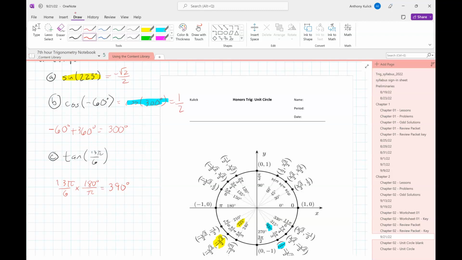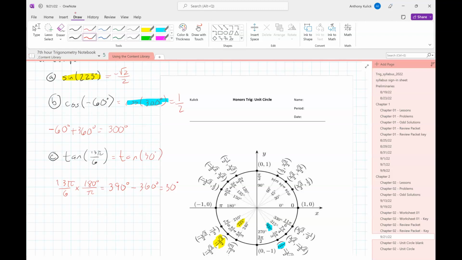390. Well, that's bigger than anything on my unit circle, Mr. Kulik. Yeah, but is it coterminal to something? So what should I be doing to that? Adding or subtracting? Since it's bigger than anything on my unit circle, I should be subtracting. Thank you. So it's the same thing as tangent of 30 degrees.